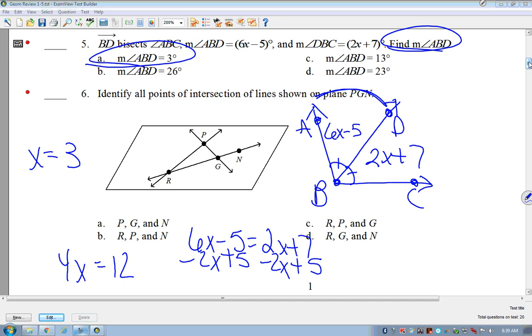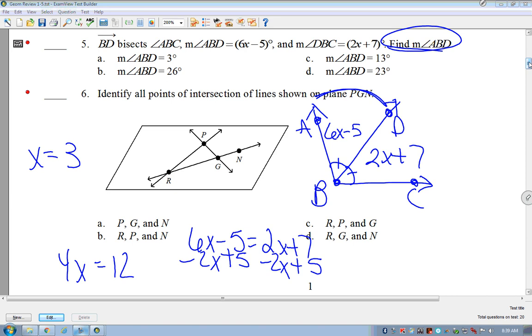See, the test is set up to give you answers that you would get if you made the mistake of stopping too early. Okay? But we don't want to stop there. We want to plug it into ABD. Now, it really doesn't matter which one I plug it into. Why doesn't it matter? Because they're the same.